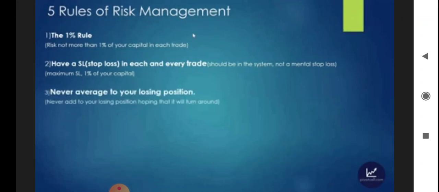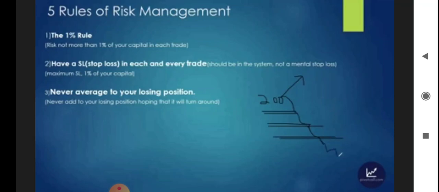Third, never average your losing position. Never add to your losing position hoping that it will turn around. That is the mistake many people make. Suppose they bought a call option at 200, they think the market will go up, but the market is coming down. And what do they do? They keep adding to the position as the market is coming down, thinking that when it bounces, they'll make a profit.